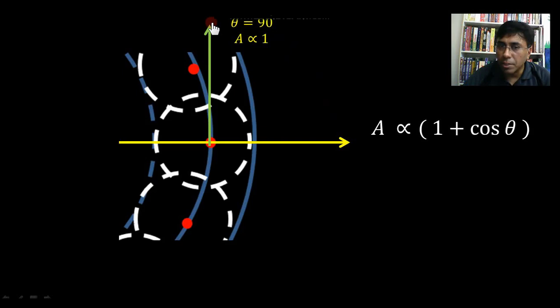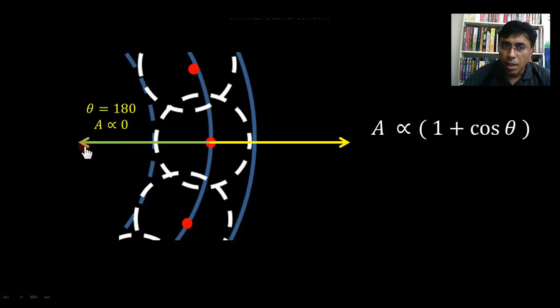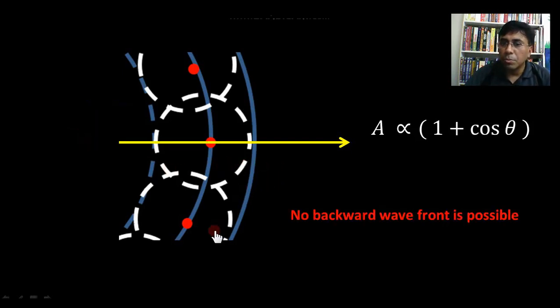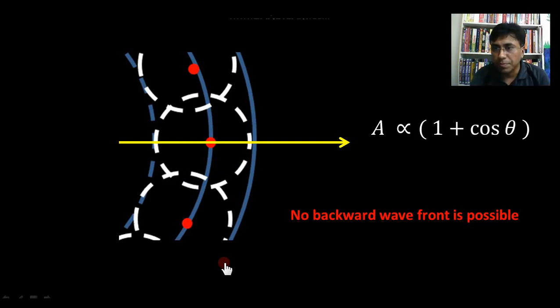So as we can see, as we move from this point towards the back of the wavelet, the contribution of the wavelet is decreasing. And if I check the contribution of the wavelet exactly at the back, at this point theta would be 180 degrees and cos 180 is minus 1, so the contribution of the wavelet at this point would be 0. So this basically proves that no backward wavefront is possible.